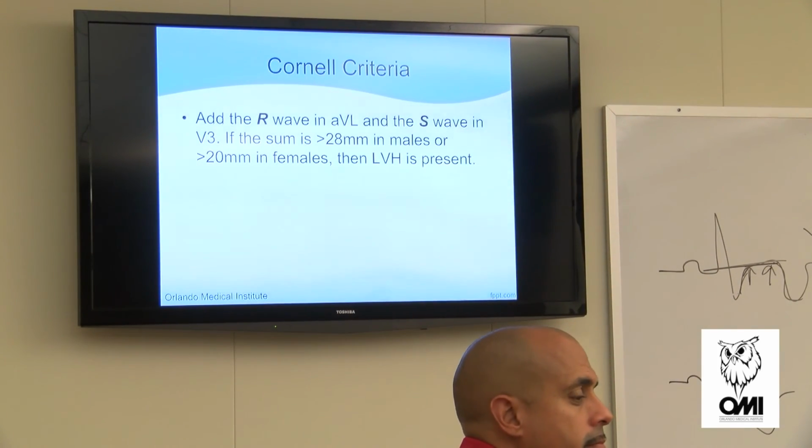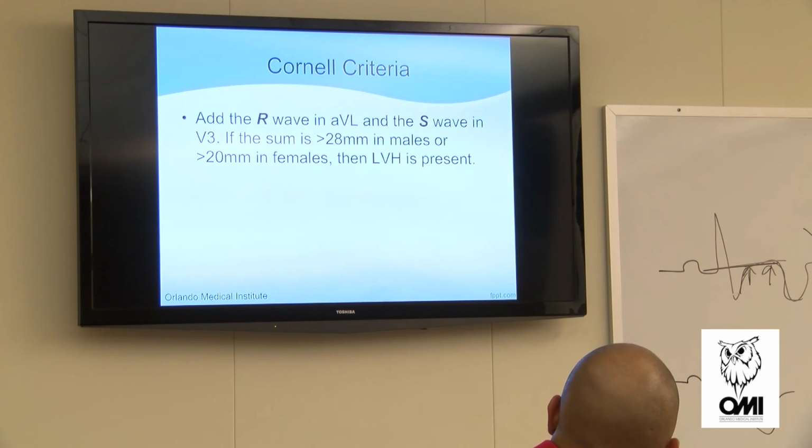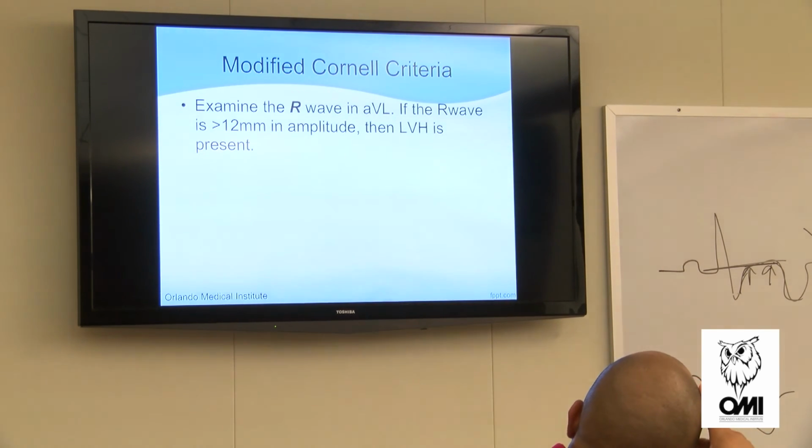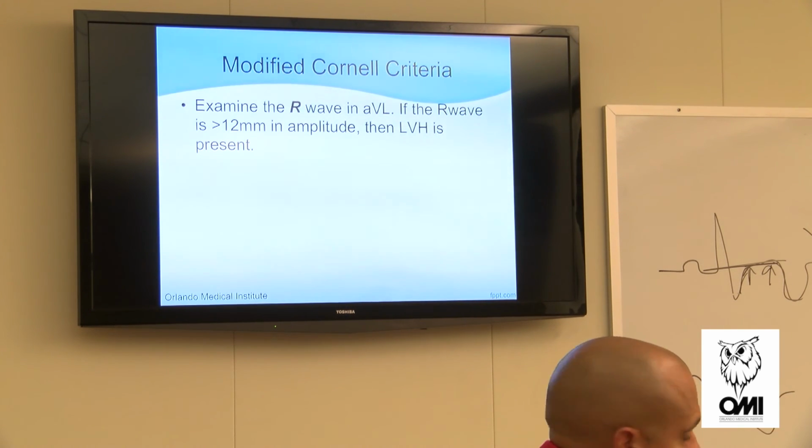It's a pain in the butt. Then they modified it. They did away with the girl and the guy. They said if the R wave in AVL is greater than 12 millimeters, then it's LVH. Done.